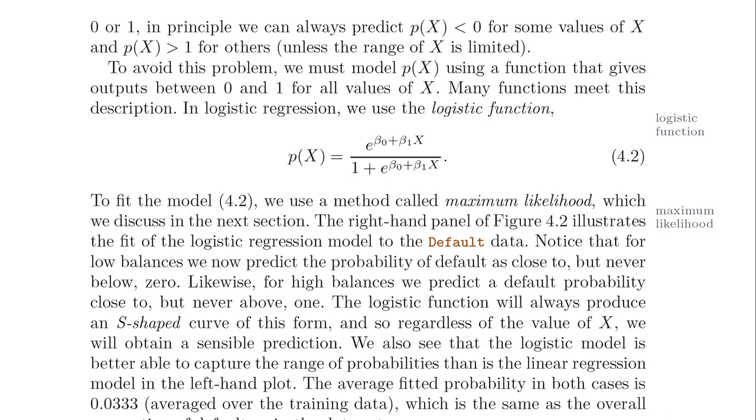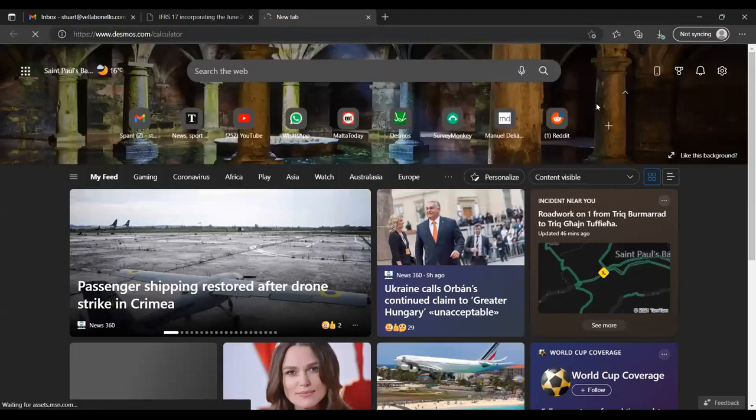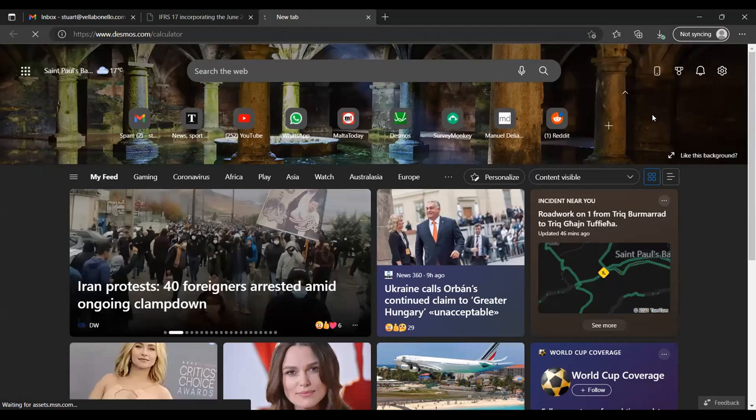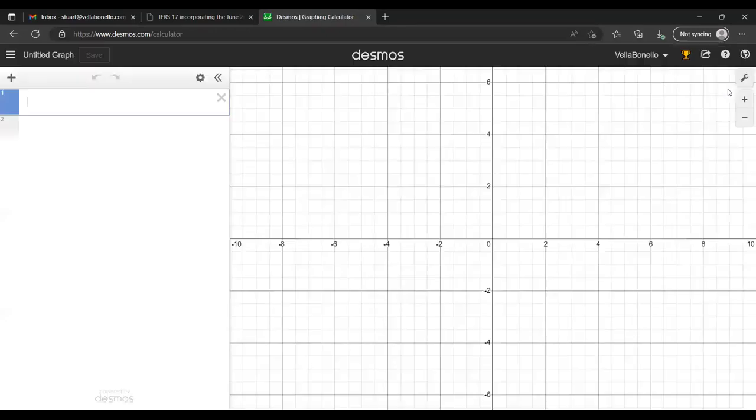So we're going to do away with linear regression, and this is where we're going to discuss logistic regression. To avoid this problem, we must model probability of default given x using a function that gives outputs between 0 and 1. Just to give you an idea, you could use maybe tangent to get from 0 to 1. You might need to invert it.